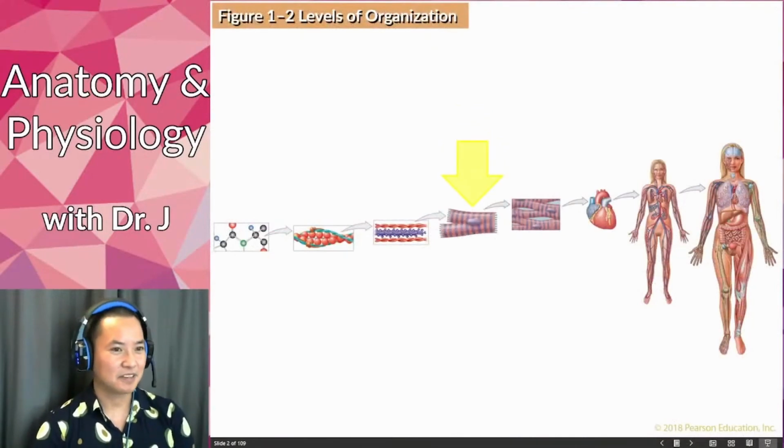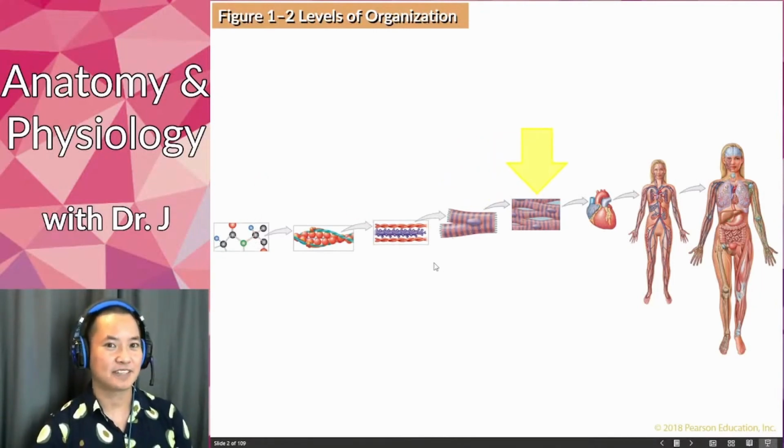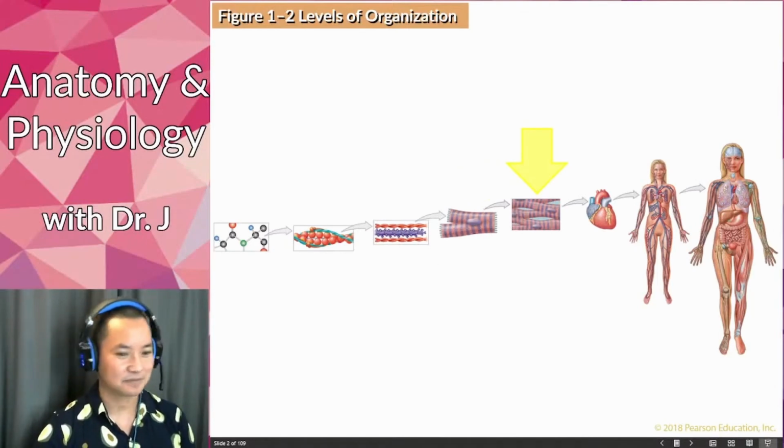Okay, so we moved from small, now we're moving up bigger. So we went from chemicals and atoms to macromolecules to cells. Now we're moving to groups of cells or tissues. We're not at the organ level yet.